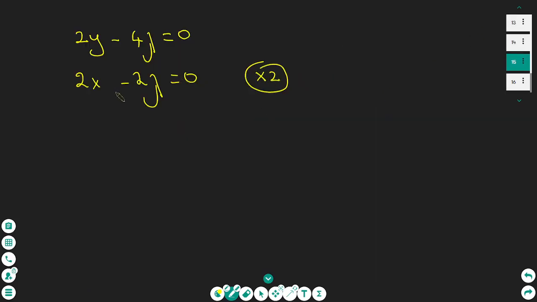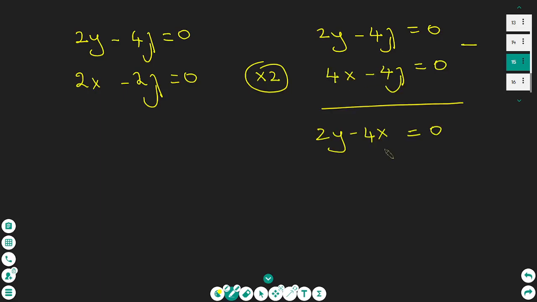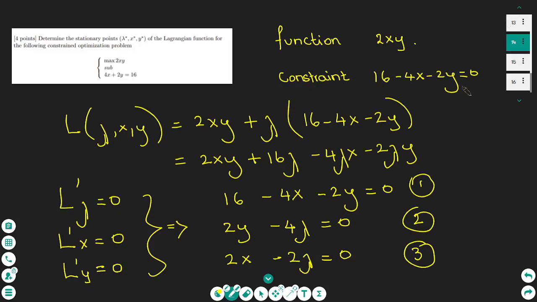Now I'm going to multiply the second equation by 2 and then subtract the two equations so we can find another equation in respect of x and y. The equation we found is 2y minus 4x equals 0, and I'm going to use this equation together with the first equation to find the values of x and y.